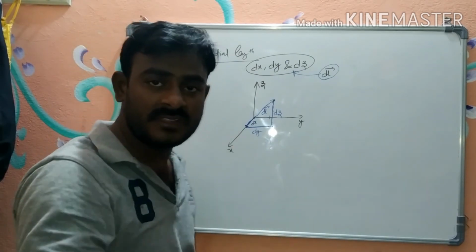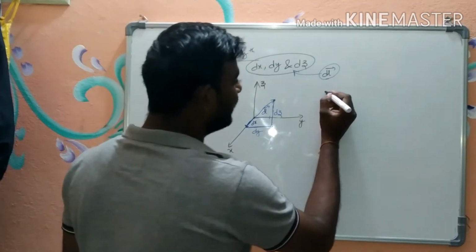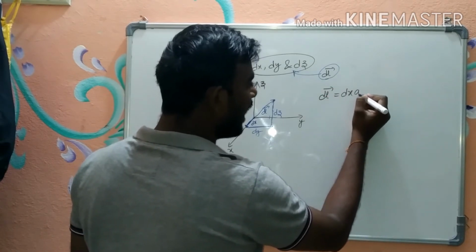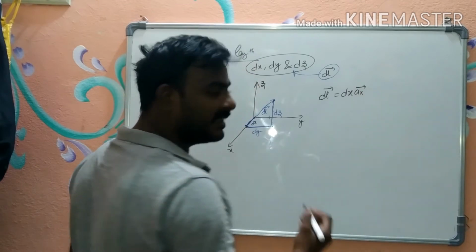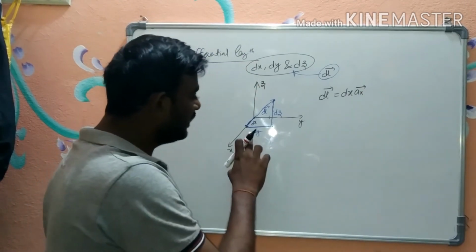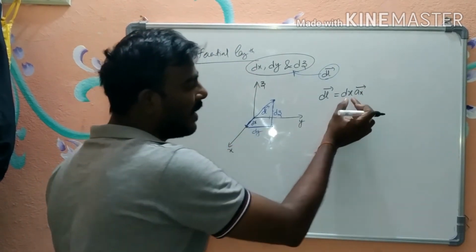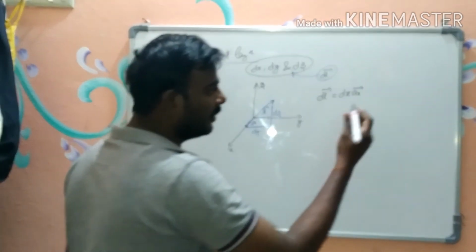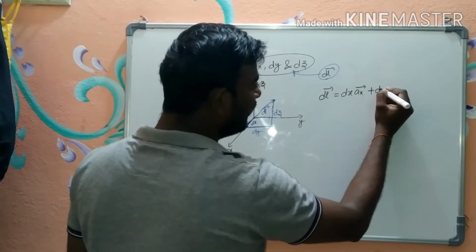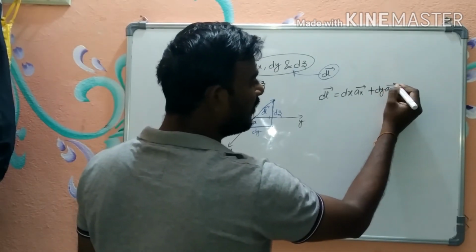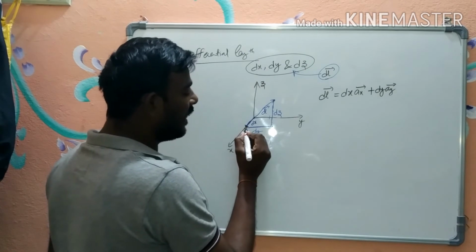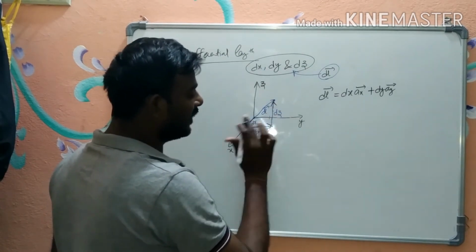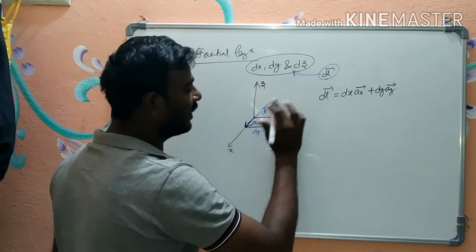If we have all three variations, how to write DL bar? So DL bar is equal to dx ax bar. Dx ax bar is a vector which is in the x direction and has a magnitude of dx. I need to add this vector to another vector. What is that vector? dy ay bar. Why dy ay bar? After this point, I have moved a distance. See, I followed these directions. These are the three vectors I need to add in order to get this vector.